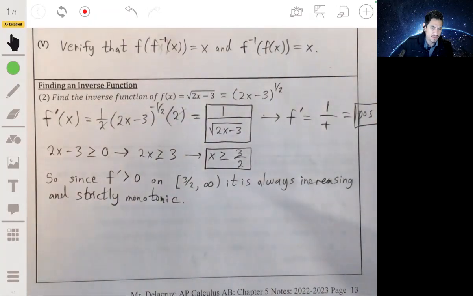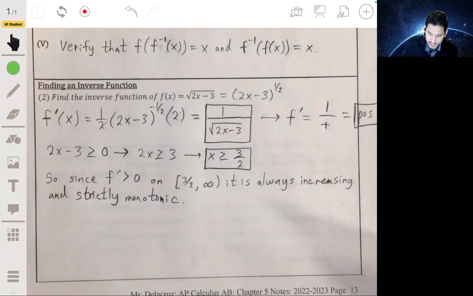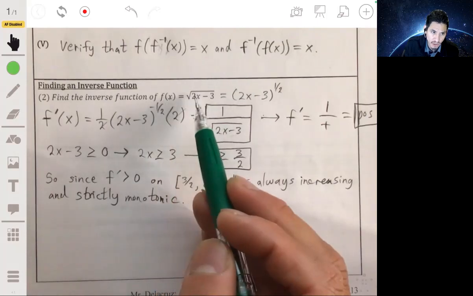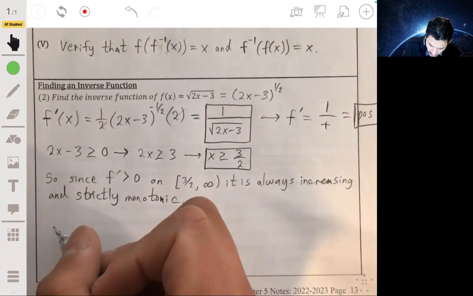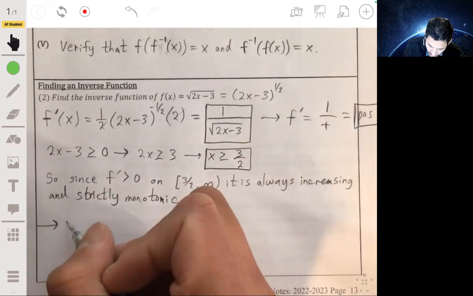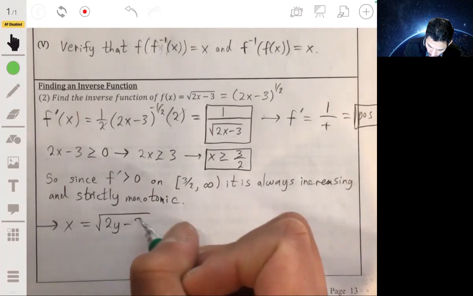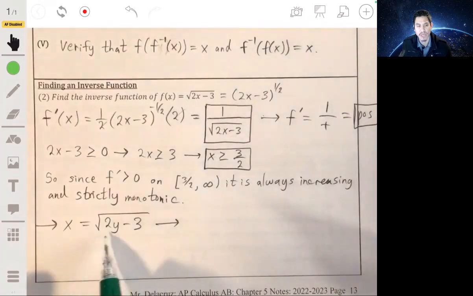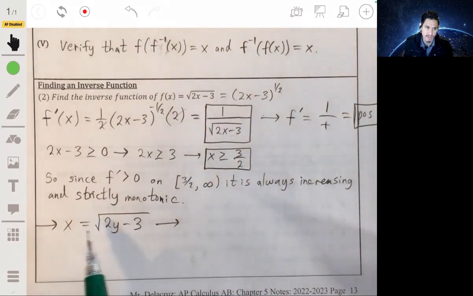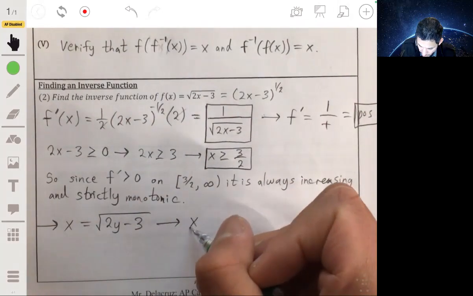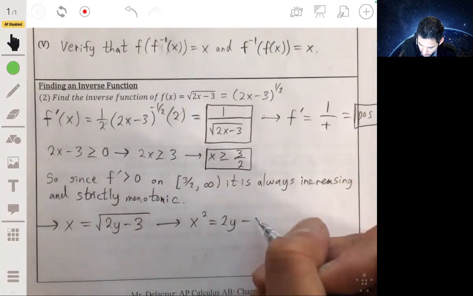The next part is really just algebra, where we just solve an equation. So what we can essentially do is, remember, this is the same as y being equal to the square root of 2x minus 3. But if you replace y with x and x with y, so if you swap them, this is the equation that you want to solve for y. So what you can do is square both sides. So you get x squared is 2y minus 3.